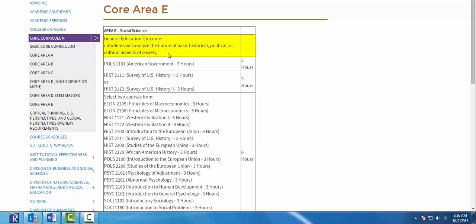Students will analyze the nature of basic historical, political, or cultural aspects of society. This is not surprising since a lot of these courses are history or political courses. So that makes sense that that would be for area E.